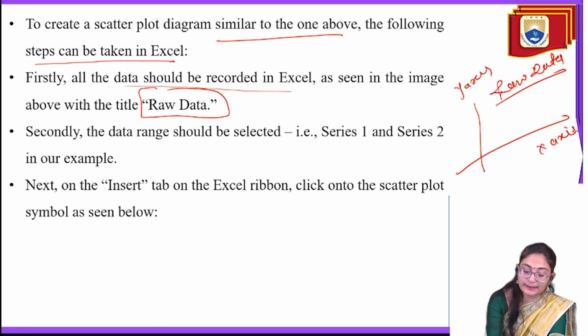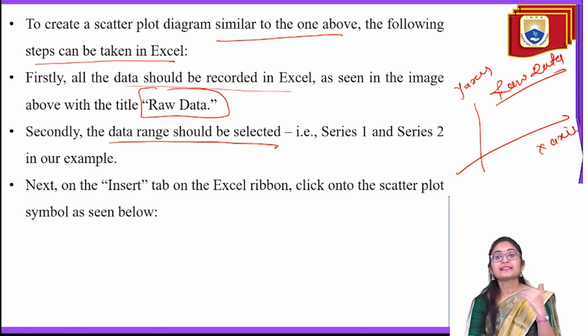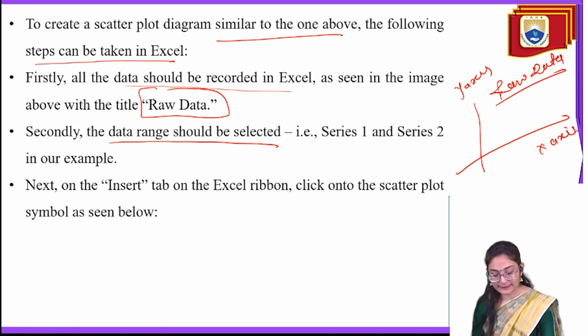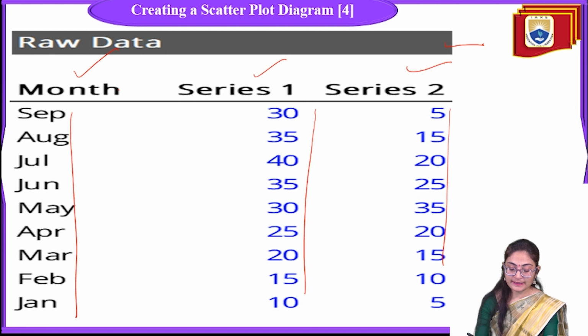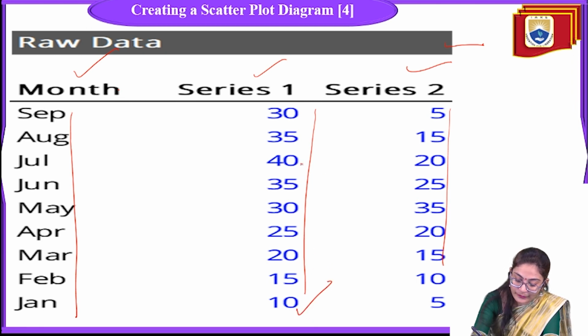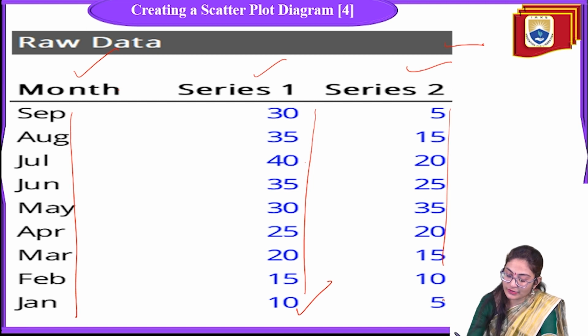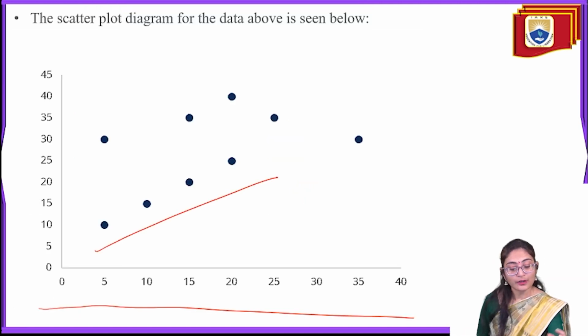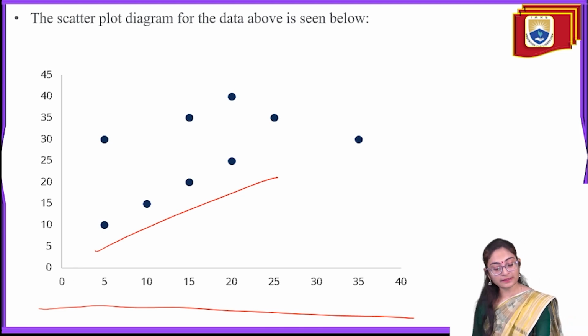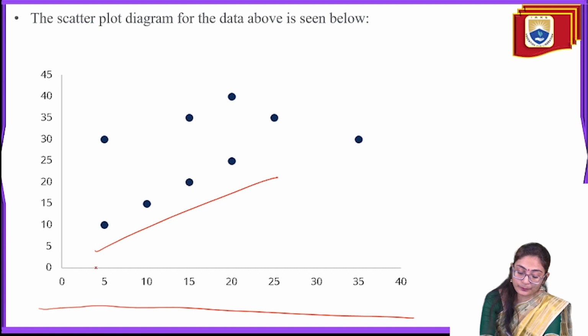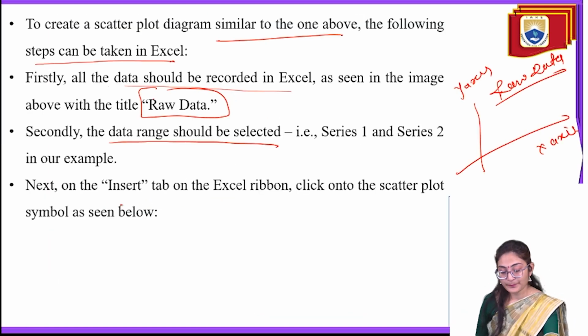Then secondly, the data range should be selected. That is series 1 and series 2 in our example. See, there is a data range. That means series 1 range is 10 to 40 and series 2 range is 5 to 35. So we can also increase our range. On that basis, we will get the points and we will plot our scatter plot.